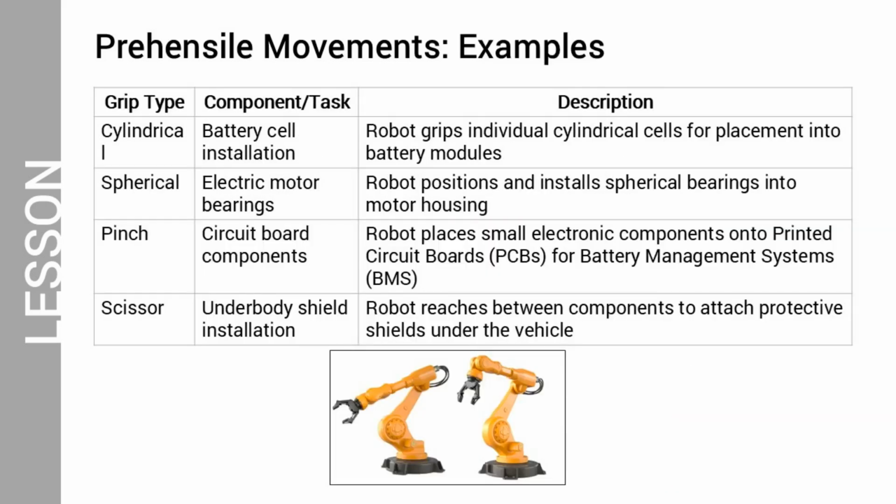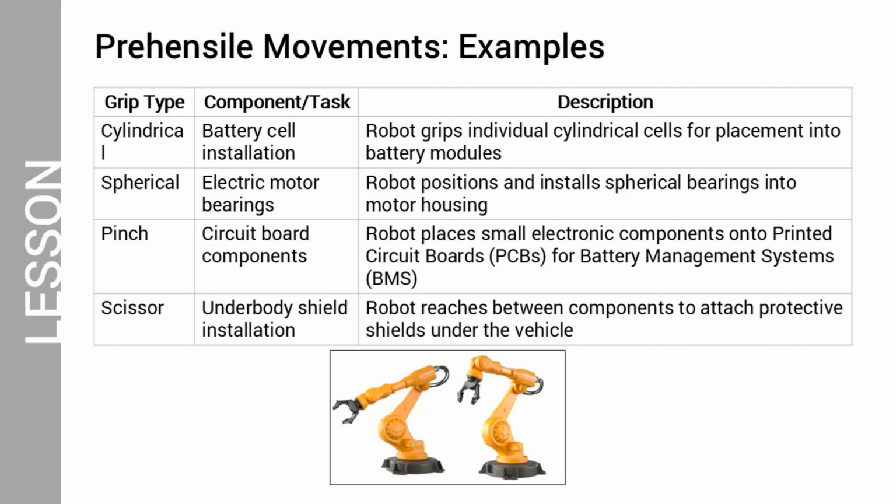Here are examples of prehensile movements in EV manufacturing, showing how robots use different gripping techniques for specific tasks. Cylindrical grips are used for battery cell installation, where robots carefully grasp individual cylindrical cells to place them precisely into battery modules. When working with the electric motor assembly, robots typically employ spherical grips to position and install round bearings into motor housings. For more delicate work, pinch grips come into play when placing small electronic components onto circuit boards for battery management systems, abbreviated as BMS.